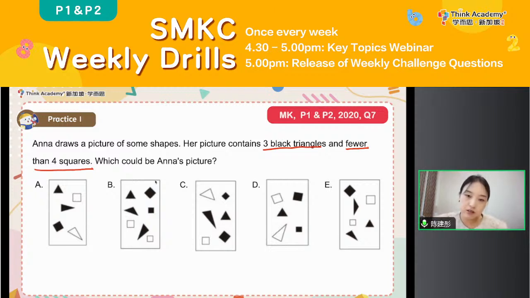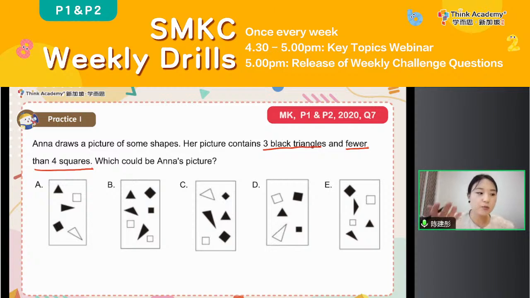Okay, everyone, so I just feel like fewer than 4 squares, so that could be 1, 2, 3, or 0 squares. So I just feel like I figure out this one can just 2 squares. Am I correct? No, don't forget that there are 2 important information, right? One is that we need to have 3 black triangles. The other is that we need to have fewer than 4 squares. But fewer than, there could be so many possible ones.